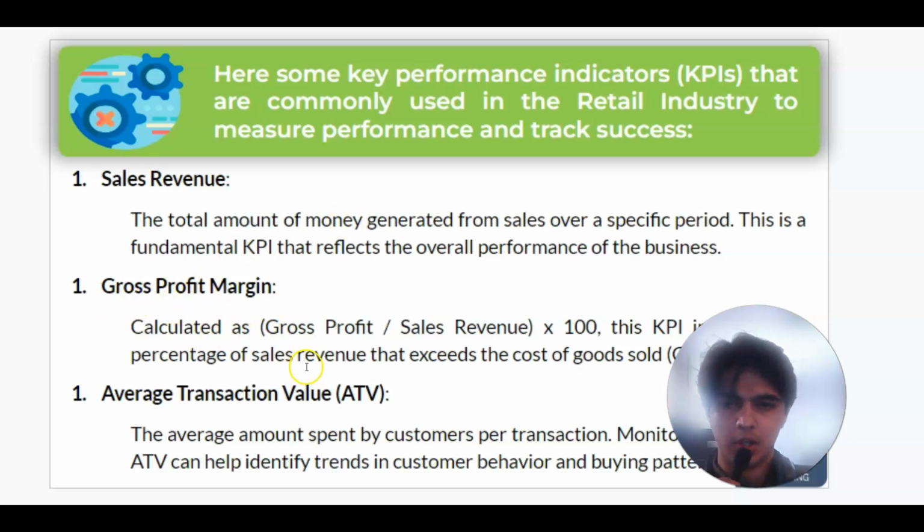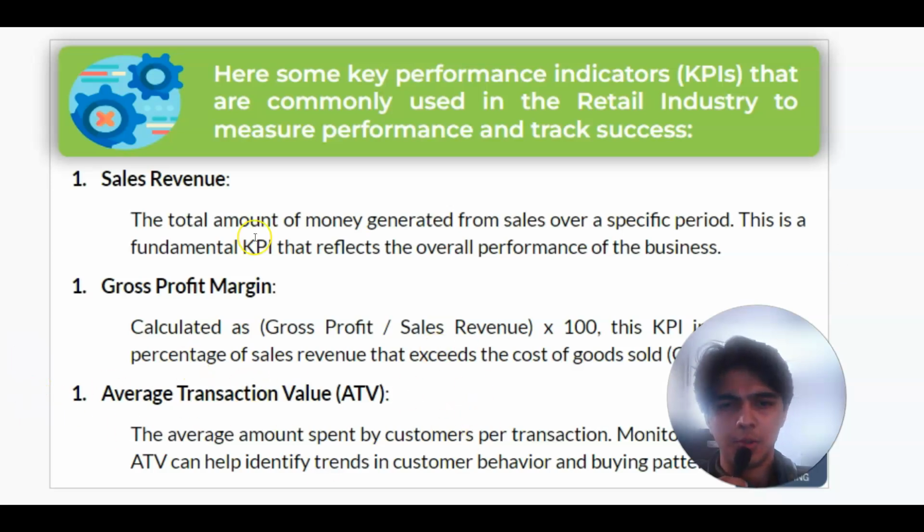Gross profit margin indicator. This indicator will calculate your gross profit divided by your sales revenue, how much sales you have done, and that will be multiplied by 100. So an outcome will be there, and that will be your gross profit margin. That was the formula for the gross profit margin. This indicator will indicate the percentage of your revenue from the sales that you have done.